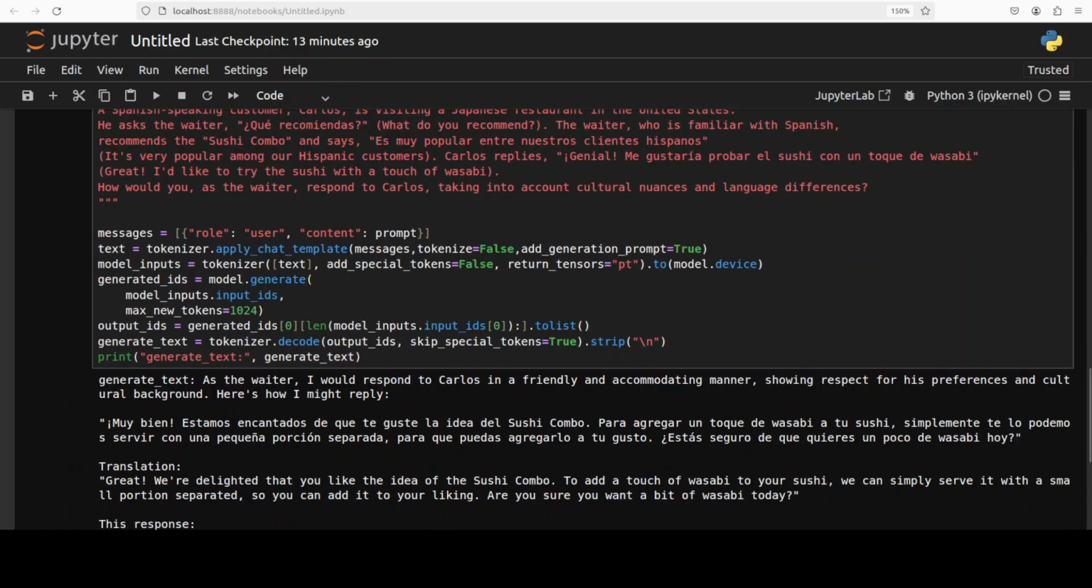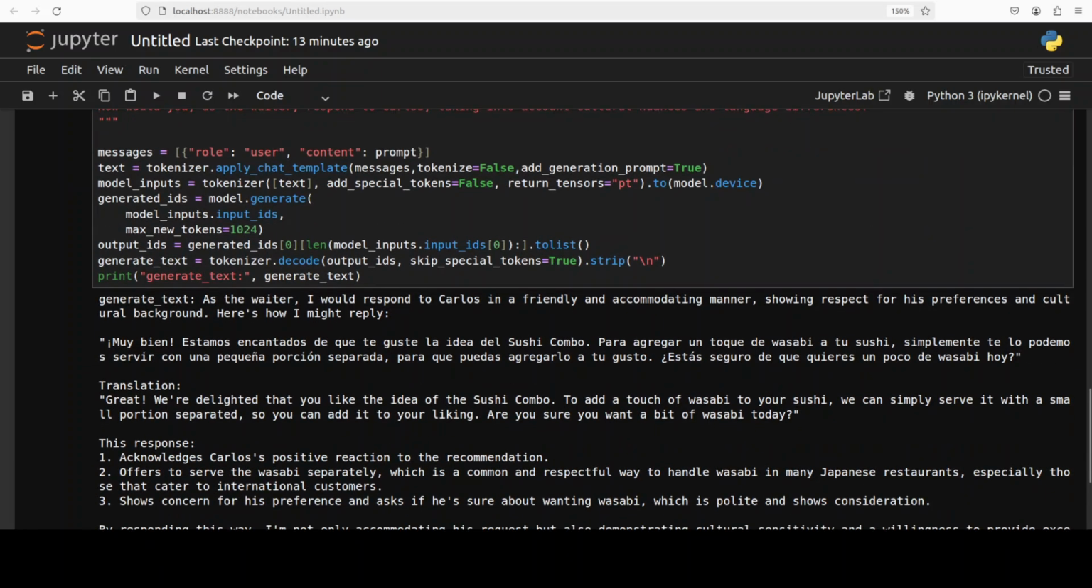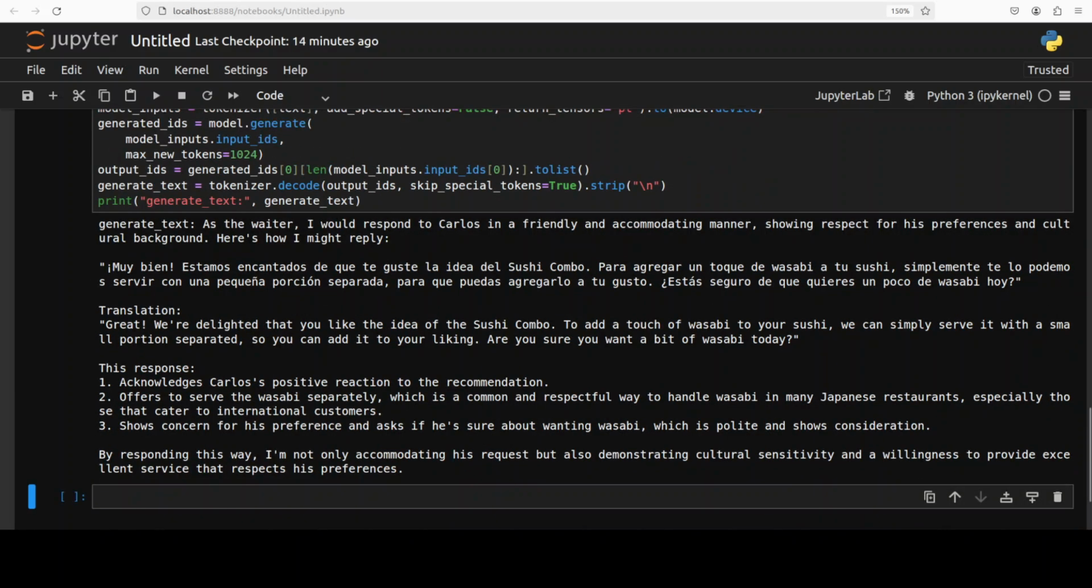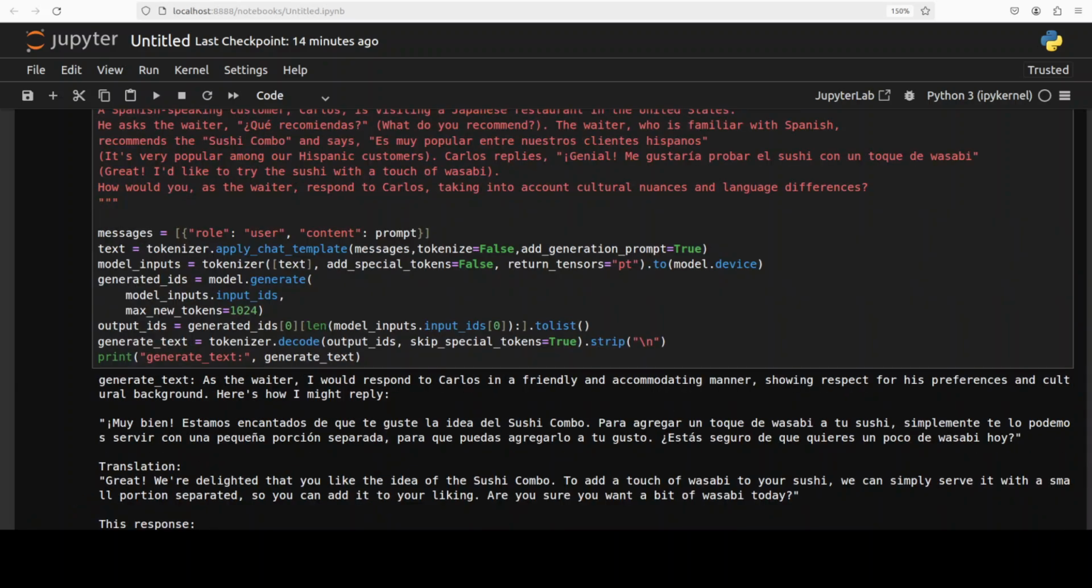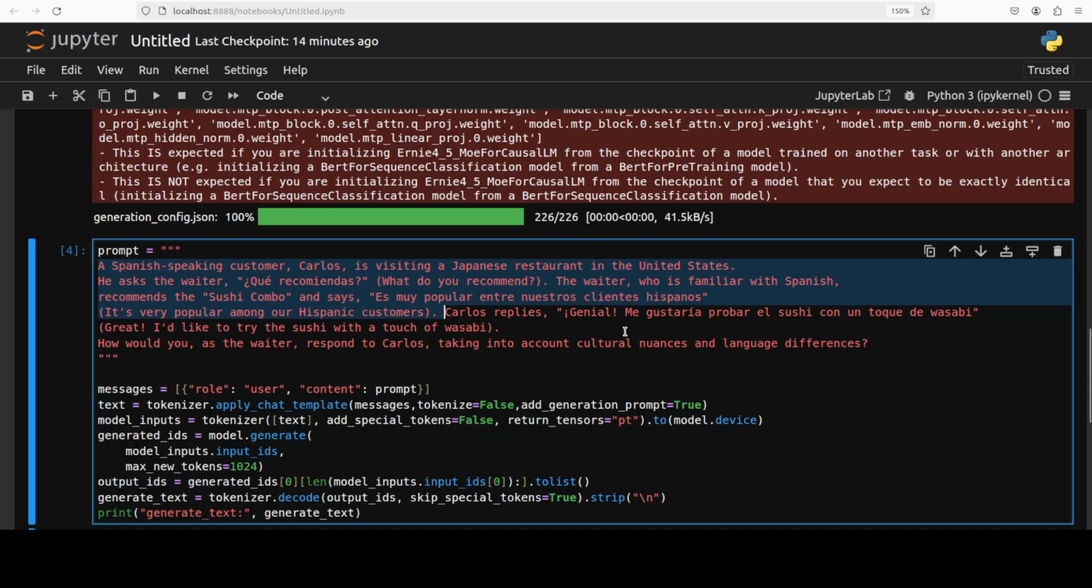You see, it has assumed the role immediately. And the Spanish looks great to me as per Google Translate, and it has even given us a translation here. It is also telling us that this response acknowledges Carlos' positive reaction, offers to serve the wasabi separately, shows concern for his preference, and asks if he is sure about wanting wasabi, which is polite and shows consideration. By responding this way, it is not only accommodating his request, but also demonstrating cultural sensitivity and willingness to provide excellent service that respects his preference. I'm very, very impressed by the model's response here.